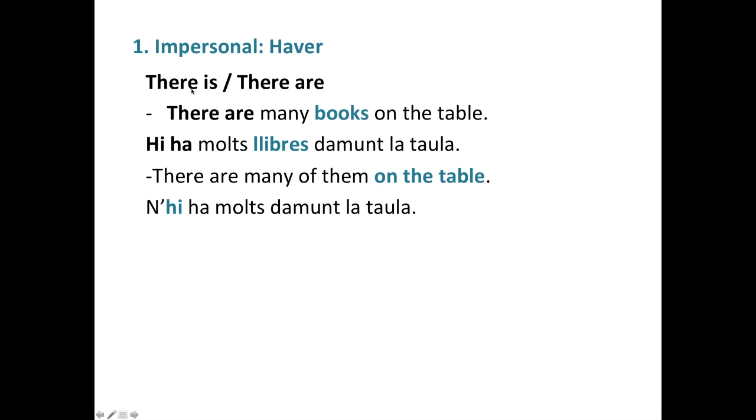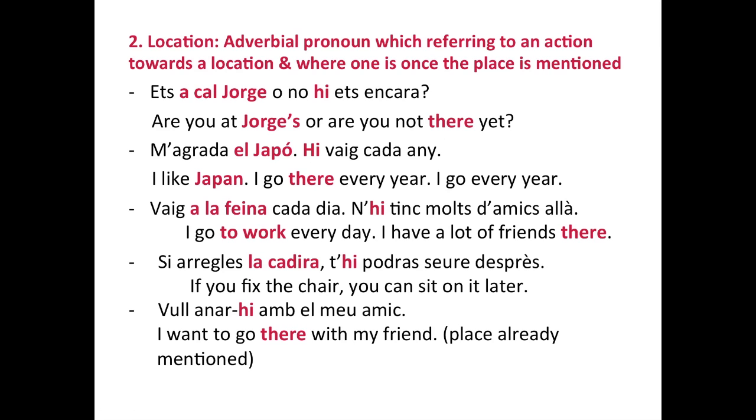For example, there are many books on the table. In Catalan, "hi ha molts llibres damunt la taula." There are many of them on the table. "N'hi ha molts damunt la taula." So "hi" here is just basically the translation for "there are". It's probably the easiest usage of "hi" in Catalan.